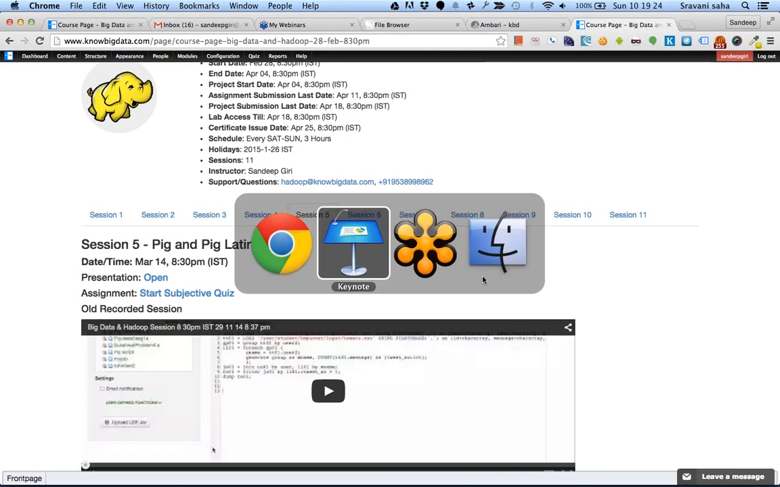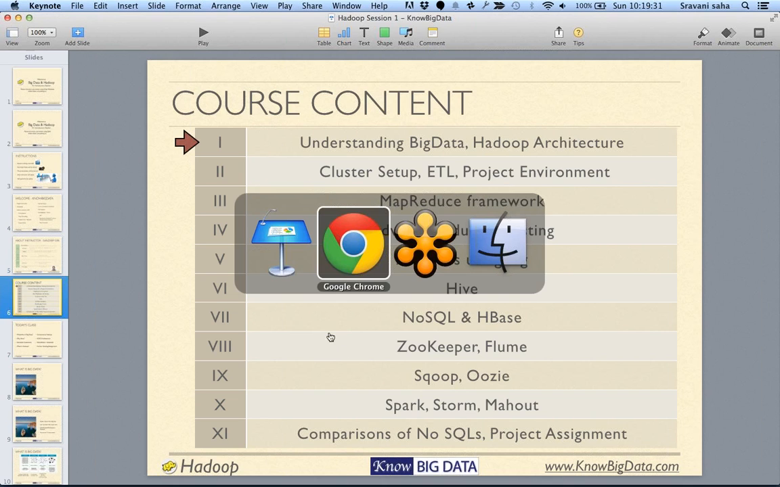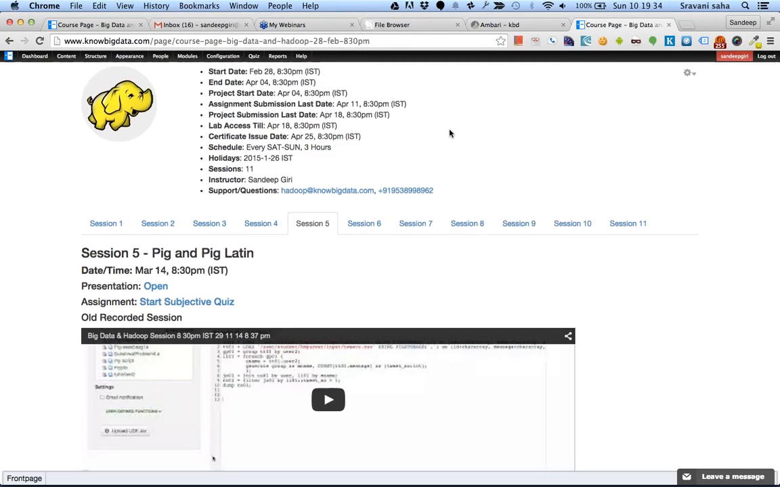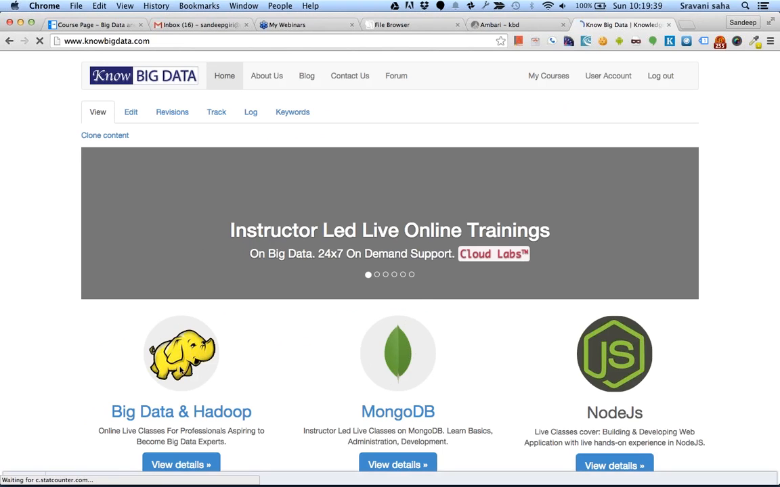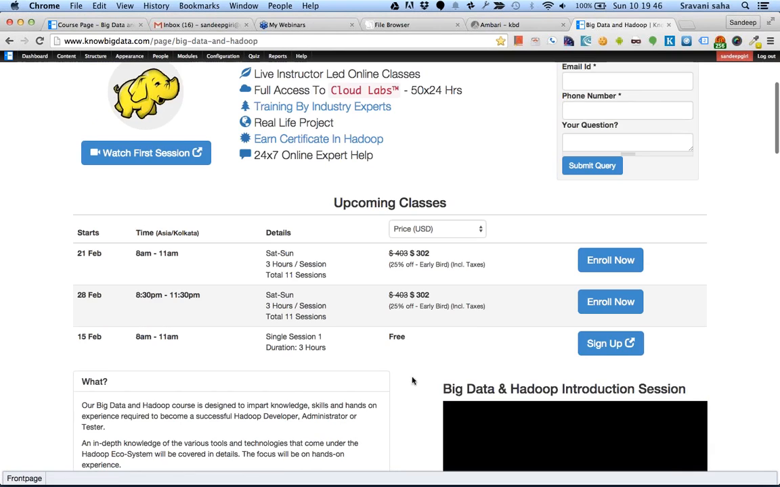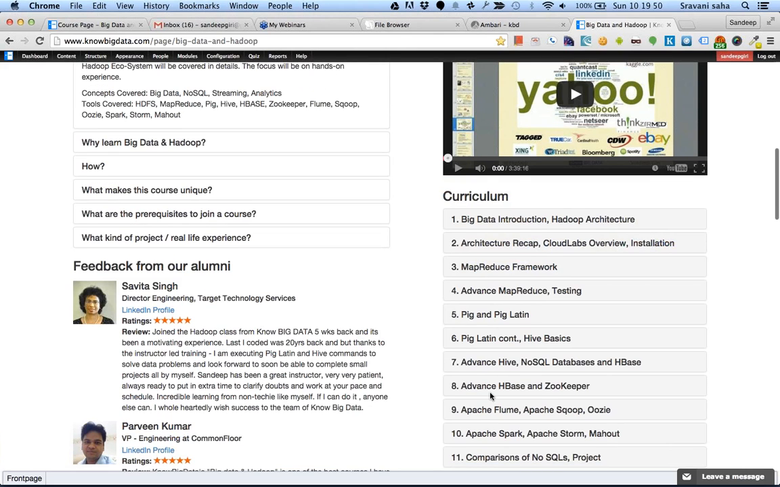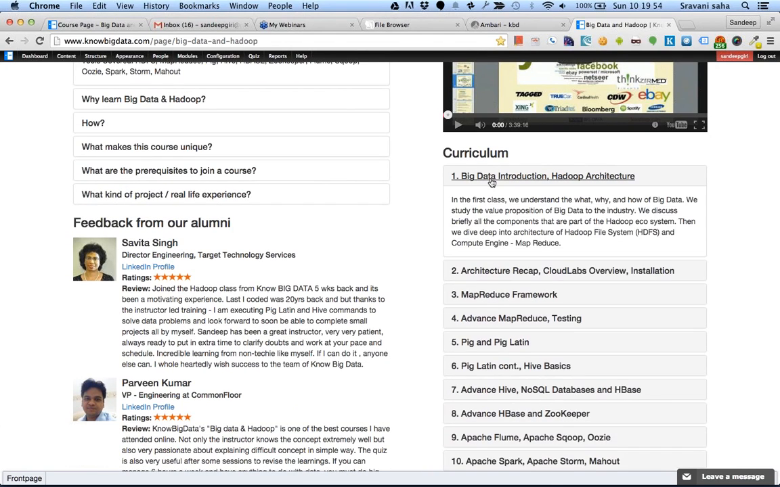Okay, and these are the courses which we are going to cover, starting with MapReduce, advanced MapReduce, testing, and so on. The details are available on our website also. If you go to the website, the curriculum is available over here for all the 11 sessions.